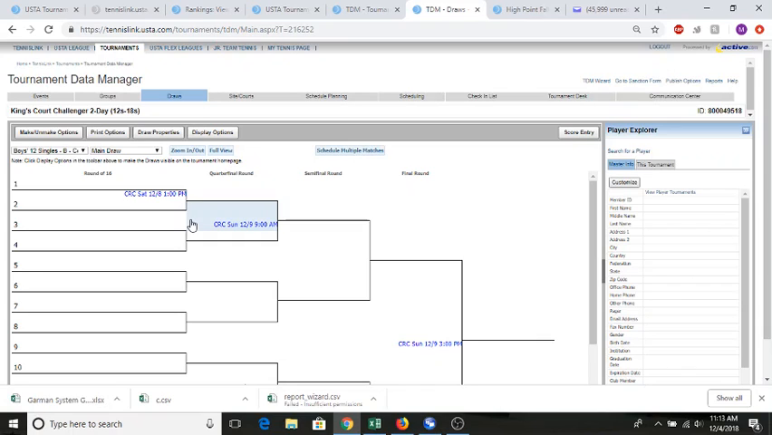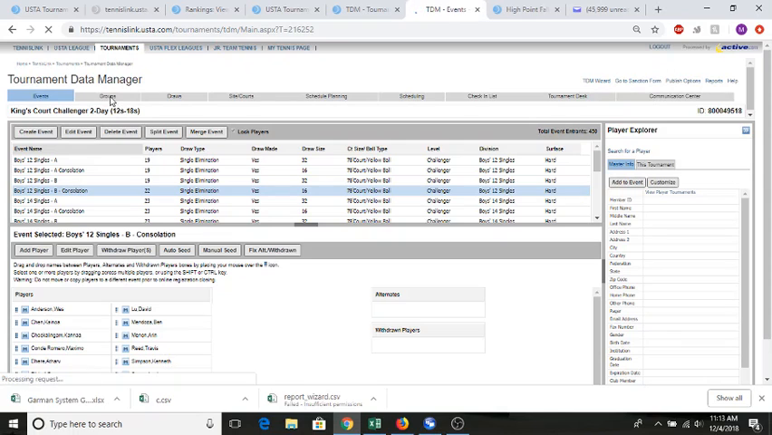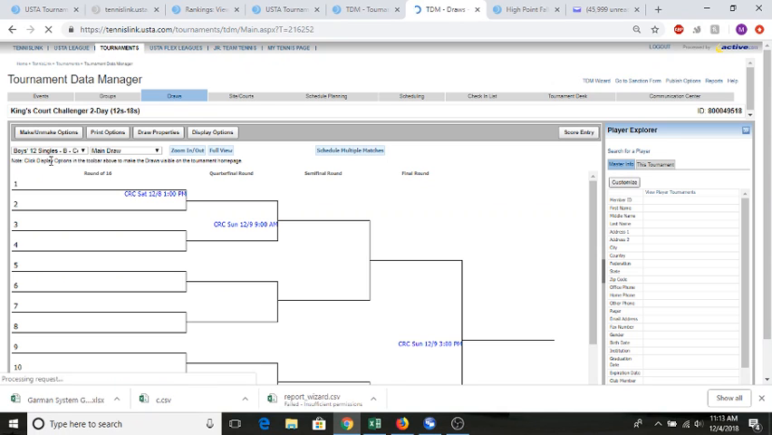So then I'll move on to draw C, second round. My draw C is my girls 16s. So I have 2 more 1 p.m. matches to schedule, and I'm going to girls 16s.